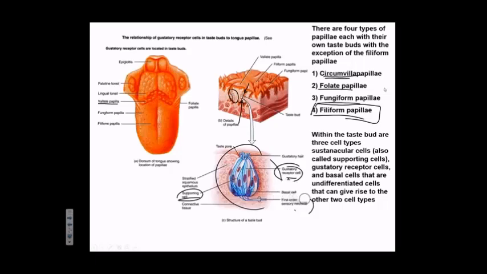And remember way back when in A&P 1, when we said all of the special senses, and taste is a special sense, all of the special senses are mediated by epithelial cells. So these gustatory cells are epithelial. They're not neuronal cells. They synapse on a neuron. So there's your taste buds.